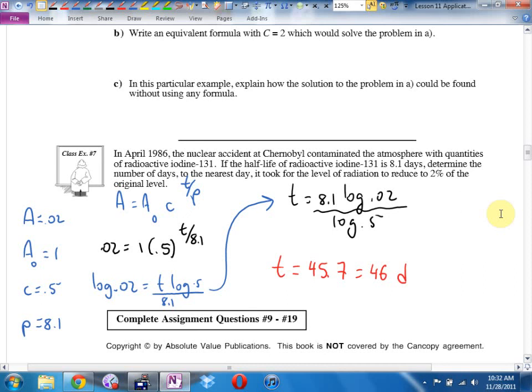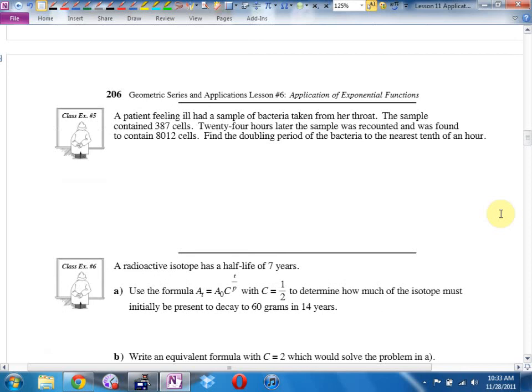How else can they mess around with this? What else can they ask? Take a look at example 5 at the top of the page here. A patient feeling ill had a sample of bacteria taken from her throat. The sample contained 387 bacteria cells. 24 hours later, the sample was carefully recounted, and it was found to contain 8,012 cells. Find the doubling period to the nearest tenth of an hour.